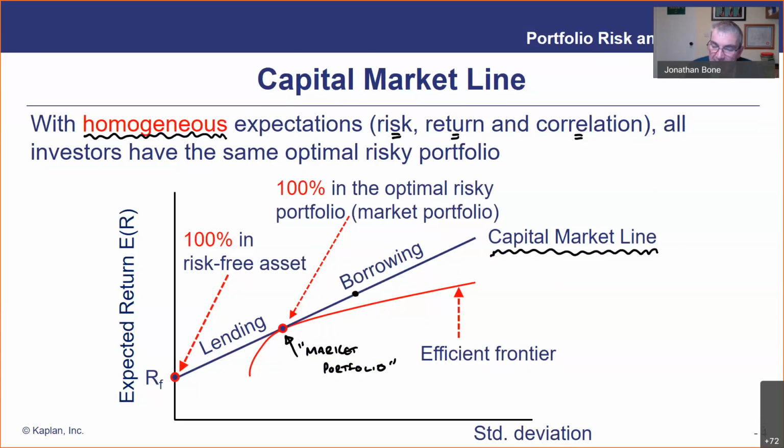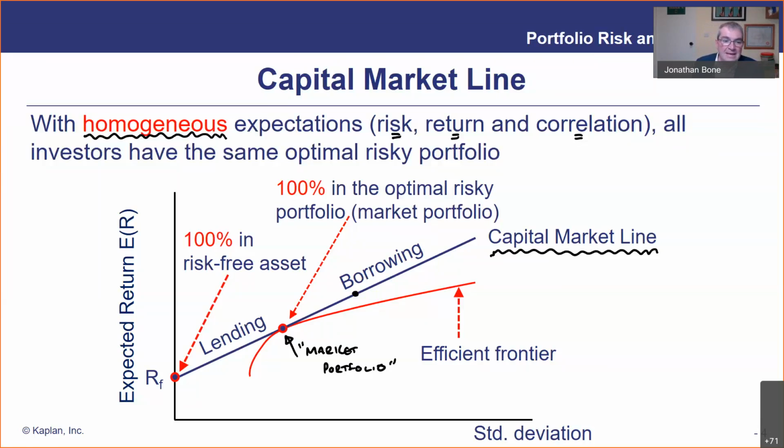You hear them saying capital markets line, you think, oh, this is very theoretical. This is assuming every investor has identical expectations of risk, returns, and correlations. Therefore, only one efficient frontier. Therefore, only one risky portfolio that's efficient. We'll call that the market portfolio.